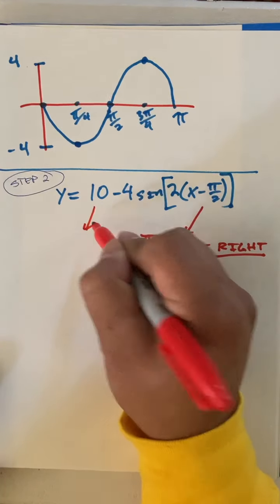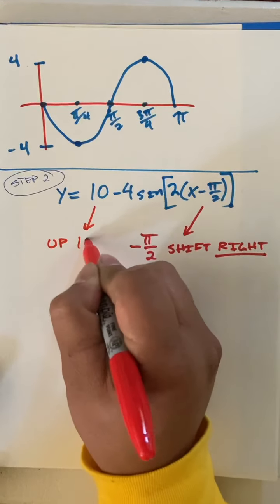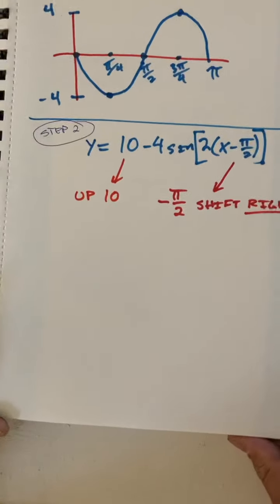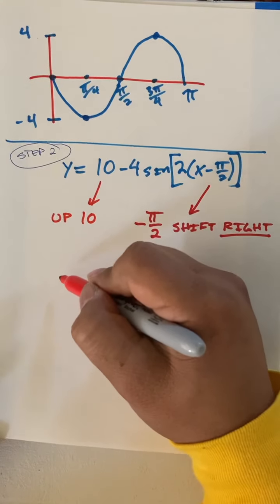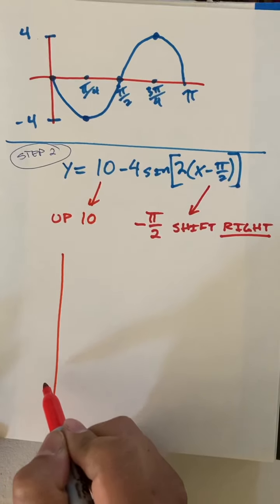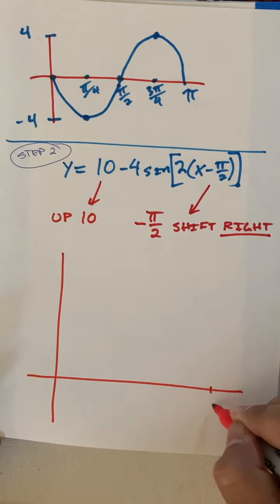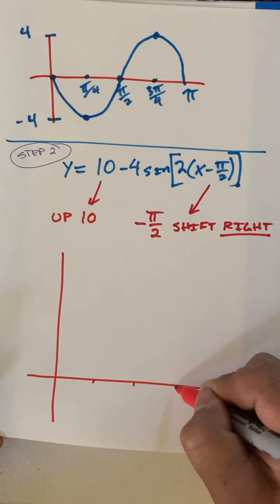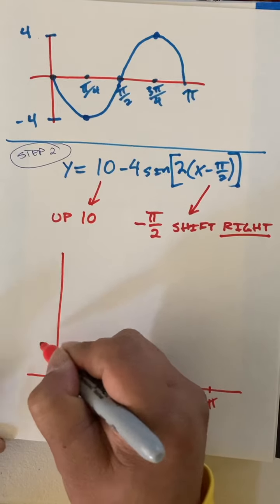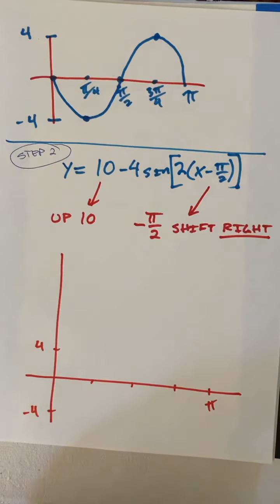And this is a +10, so we're gonna go up 10 units, okay? That's a lot of units. All right. A lot of work, this problem. Okay, so it's a lot of work, but hopefully it makes sense. Or it also gets easier with a lot of practice, okay?